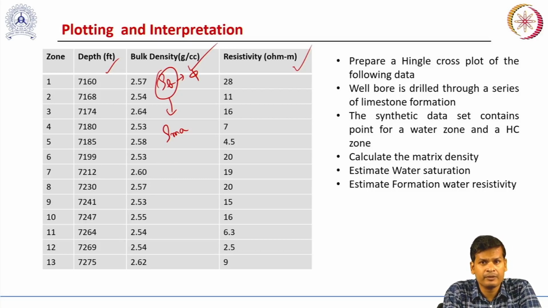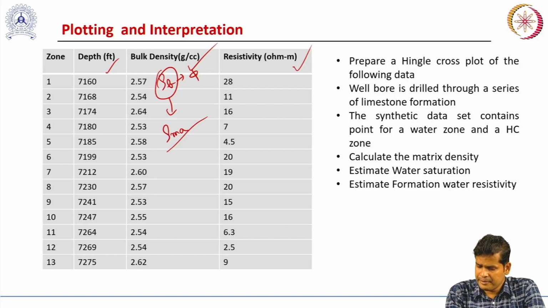If you have good core data available, or you have taken a number of core samples from the same representative depth where you are trying to do all this cross plotting and calculation, then the core derived matrix density is always the best estimate of our matrix density. But if the core data is not available, you can also use the matrix density derived from our Hingle cross plot. In fact, in such cases, this is generally used to estimate the matrix density as well.